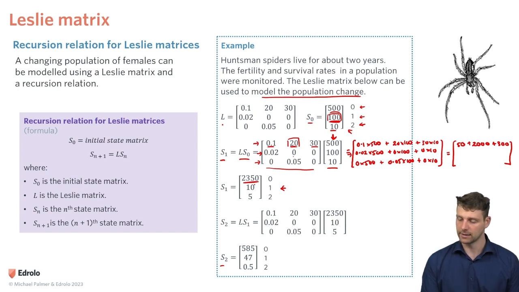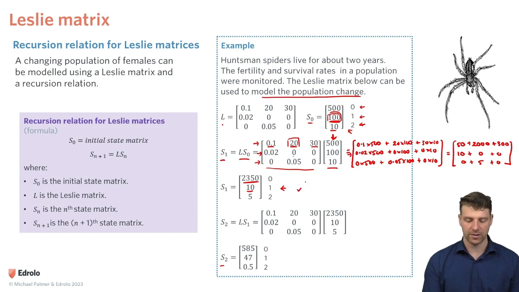So it has worked. My next entry is 0.02 times 500. So that's 2% of 500. I think that's going to be 10, plus 0 plus 0. So you can see that one's worked out too. And finally, I've got 0 times 500 plus 0.05 times 100. That's going to be 5. And then 0 times, that's 0, plus 5 plus 0. And so I get my answer there. I get 2,350, 10, and 5.